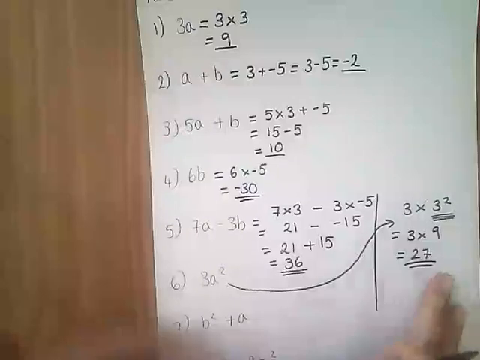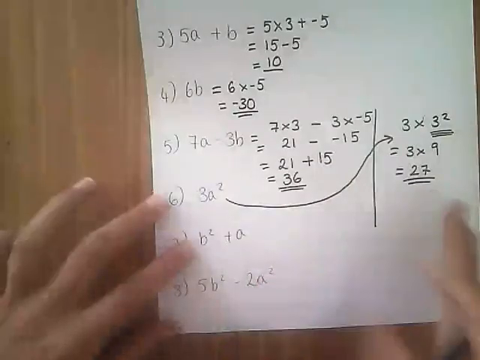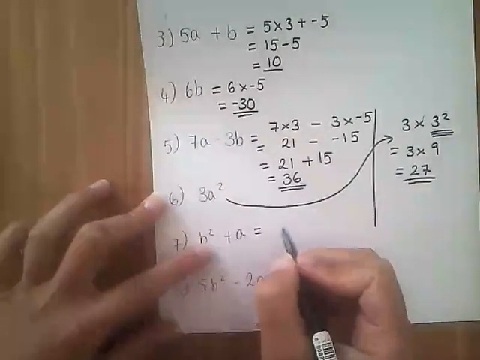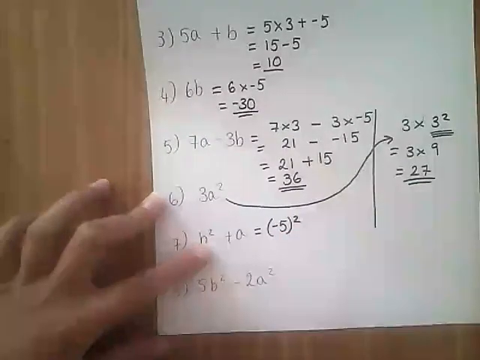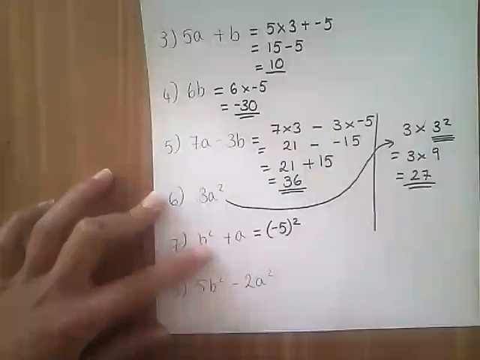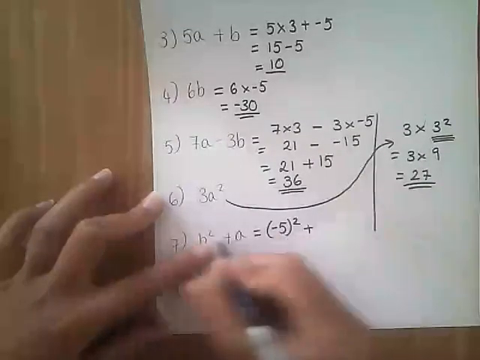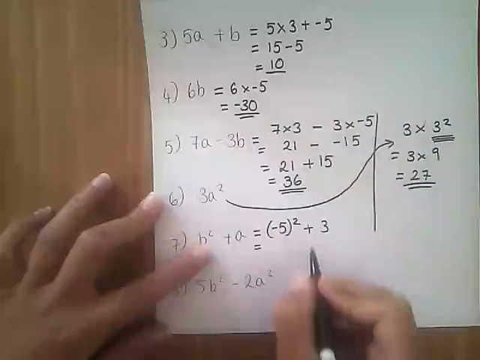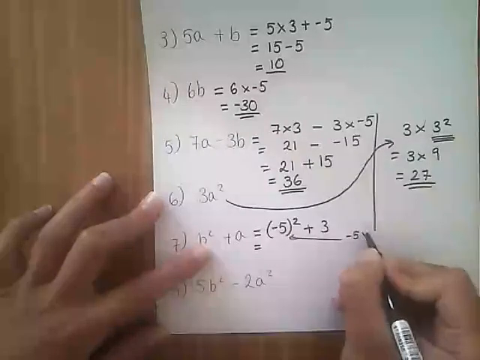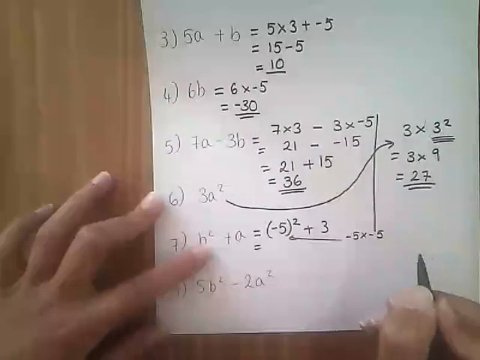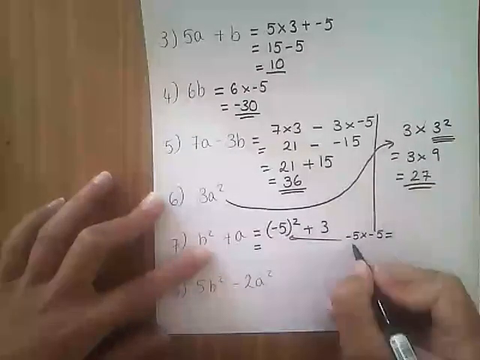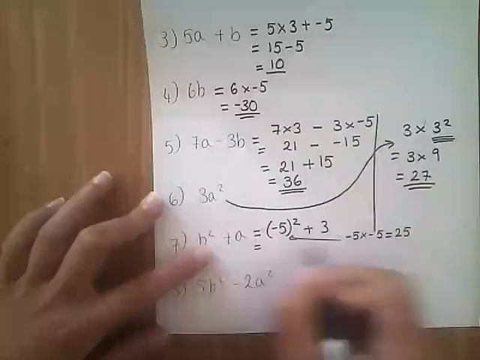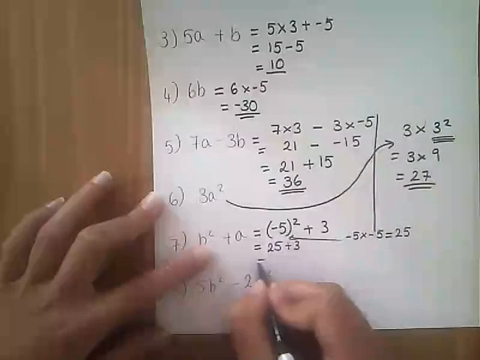Okay? Question 7, b squared plus a. So b squared, b is minus 5. So we've got to do minus 5 squared. Now when you are squaring a negative, I would always put it in a bracket. So you've got (minus 5) squared plus a, which is 3. Now the reason I'm putting it in a bracket is because that means minus 5 times minus 5. All of this is being squared. Minus 5 times minus 5, a minus times a minus makes a plus, so that's 25. 25 plus 3 is 28.